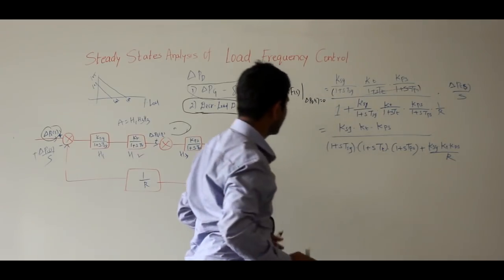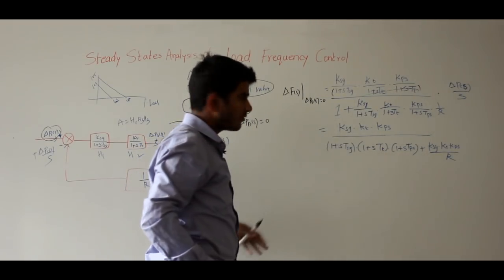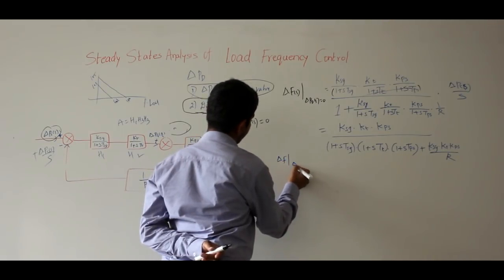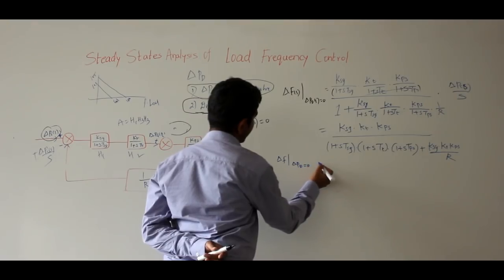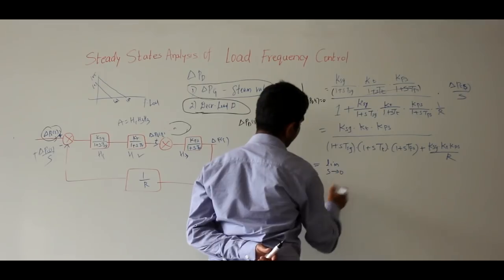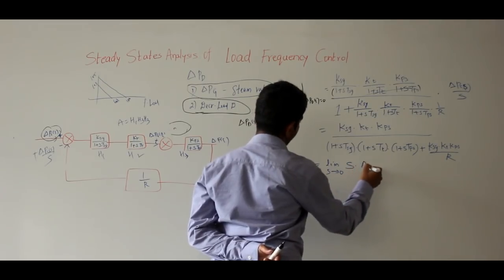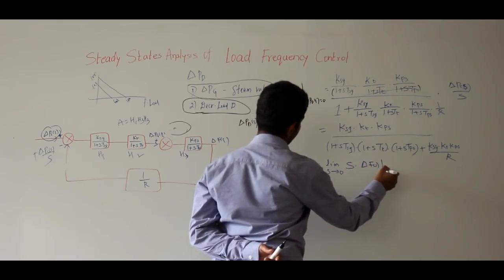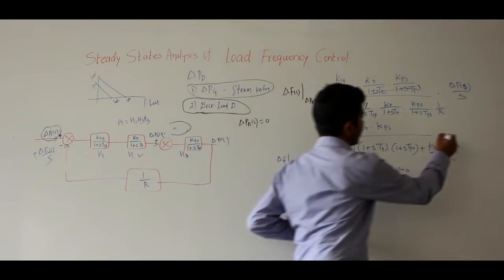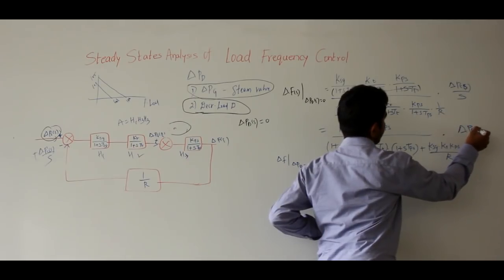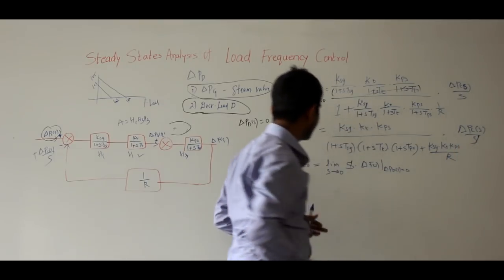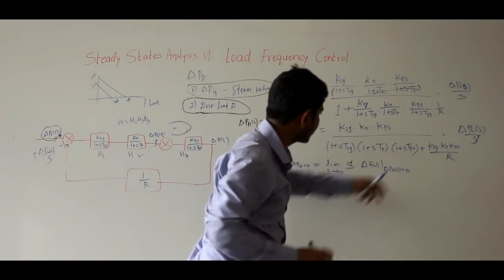And again, if we consider the steady state for this, that is steady state delta F at delta PD equal to 0, it will be given by limit S tending to 0 of S into delta F of S at delta PD of S equal to 0. So again we have here delta PC of S upon S. Again S will get cancelled, and wherever you have S, it will become 0.